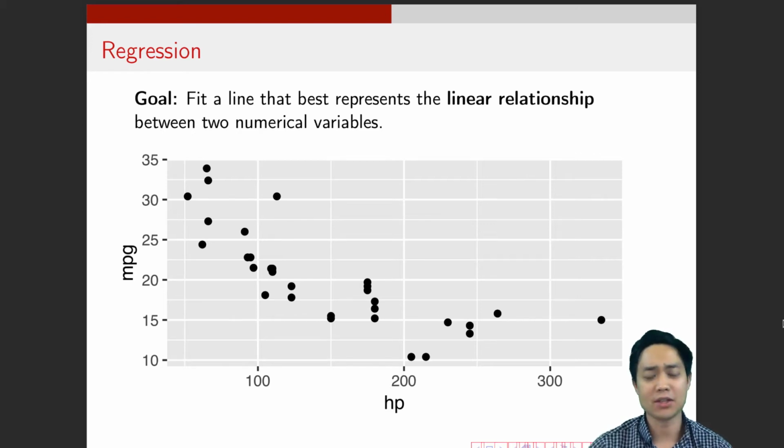Here's the graphical representation of the relationship between these two variables. We have a data set with cars, and we have the car's horsepower and the miles per gallon that car gets. You can see some sort of trend here. As the car's horsepower goes up, it looks like the miles per gallon roughly goes down. So what we want to do is fit a line that best represents this linear relationship between these two variables.